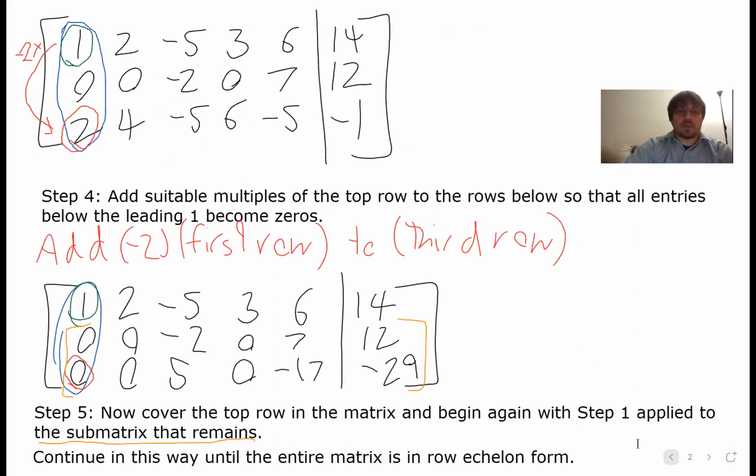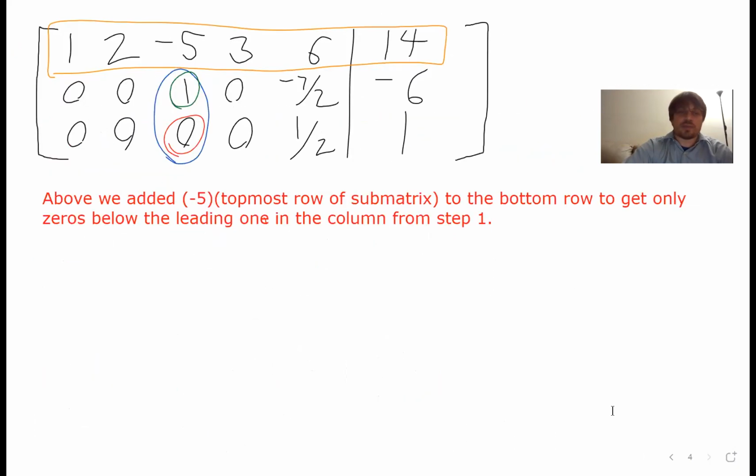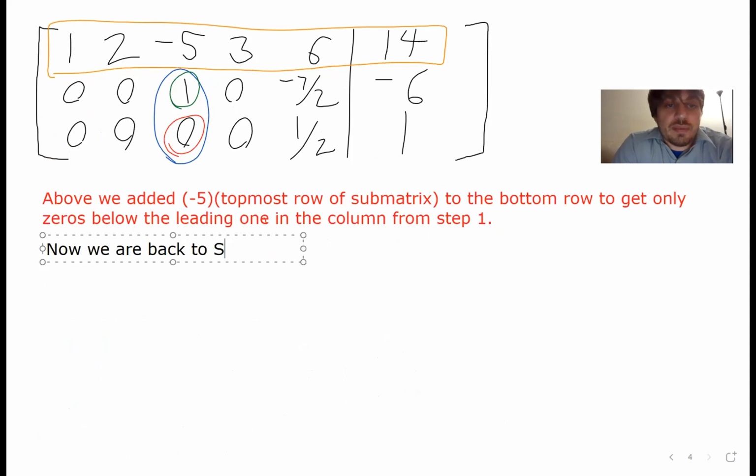Step 5 is now: cover the top row of the matrix and begin again with step 1, applying it to the submatrix that remains. Continue in this way until the entire matrix is in row echelon form. Okay, so now we are back to step 5.